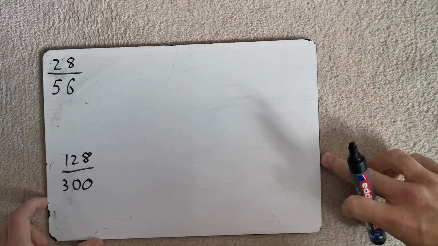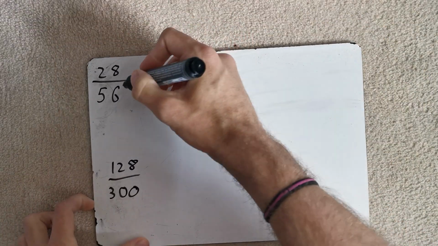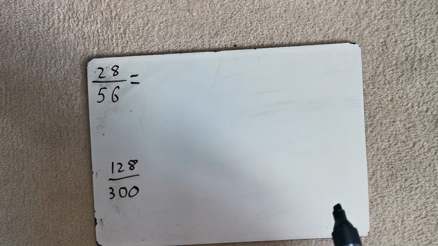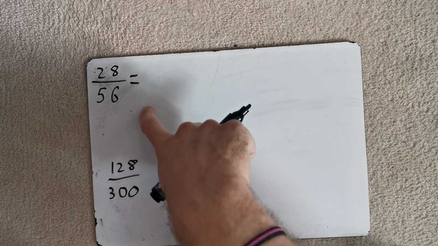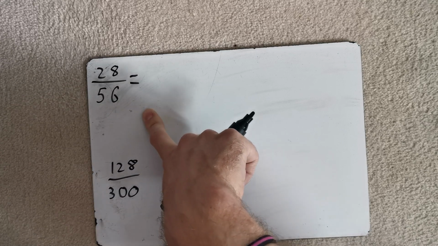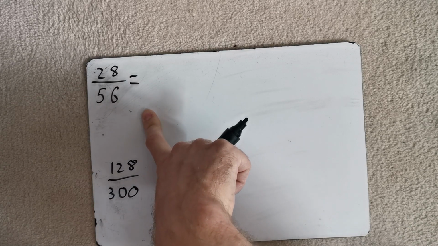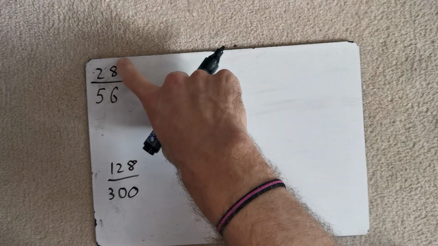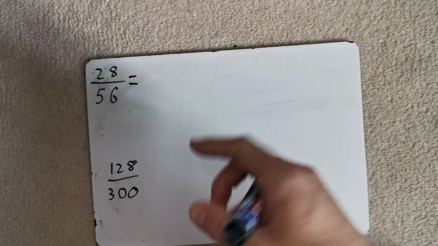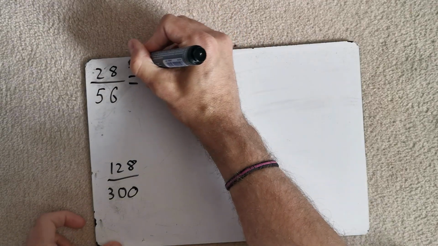But if you have something like this, let's first of all try and simplify this in bits, because it's not immediately obvious what times table they're both in. Some of you might have figured it out straight away. Most of you probably haven't though. But you notice they're both even numbers. They end in an even number, so that means we could divide by 2 to start with, couldn't we?